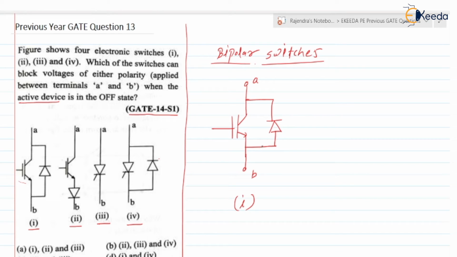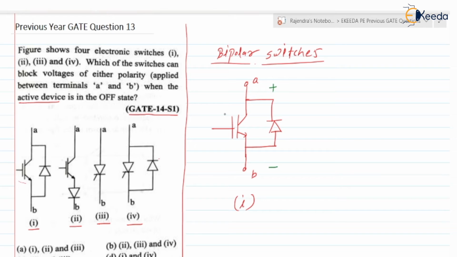When the active device is in an off state, let us discuss whether this switch, considering this device as a single switch, if the IGBT is in the off state, will be able to block the forward voltage or not. Forward voltage means what? A is positive, B is negative.